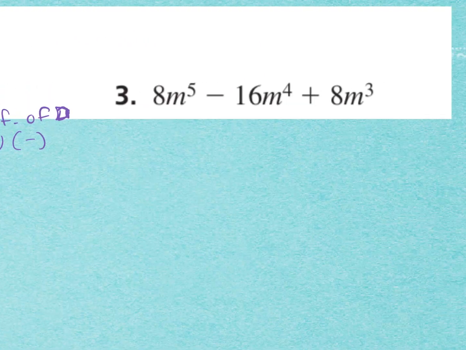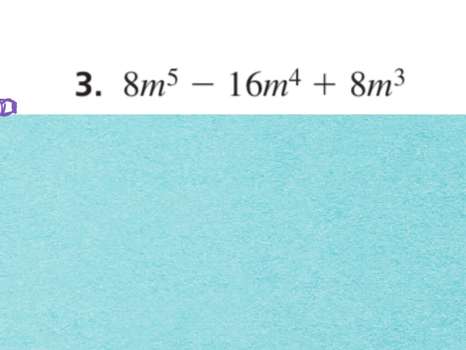Let's look at 3. What should we do first for 3? Take out 8m cubed. What are we left with?